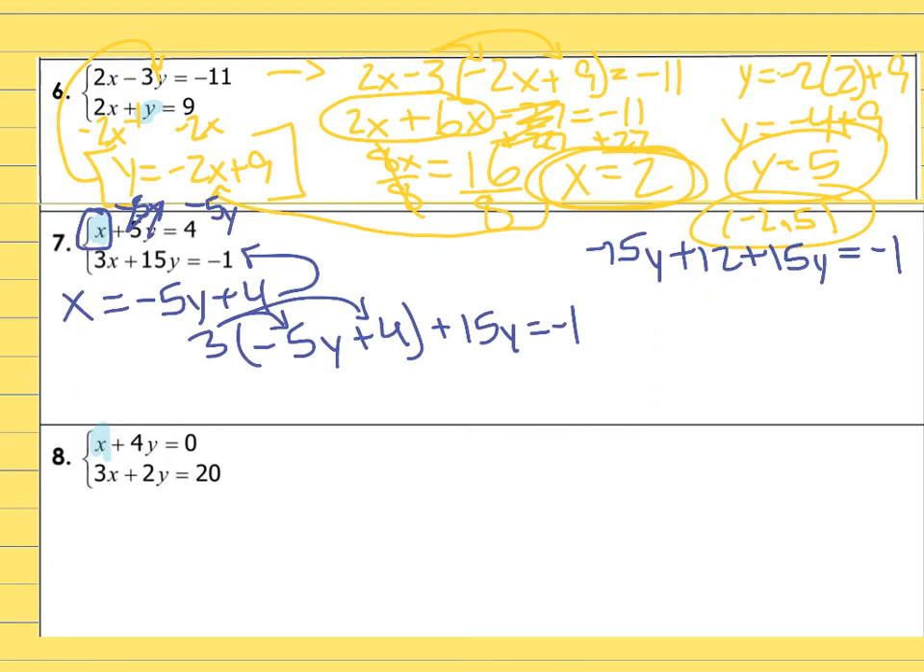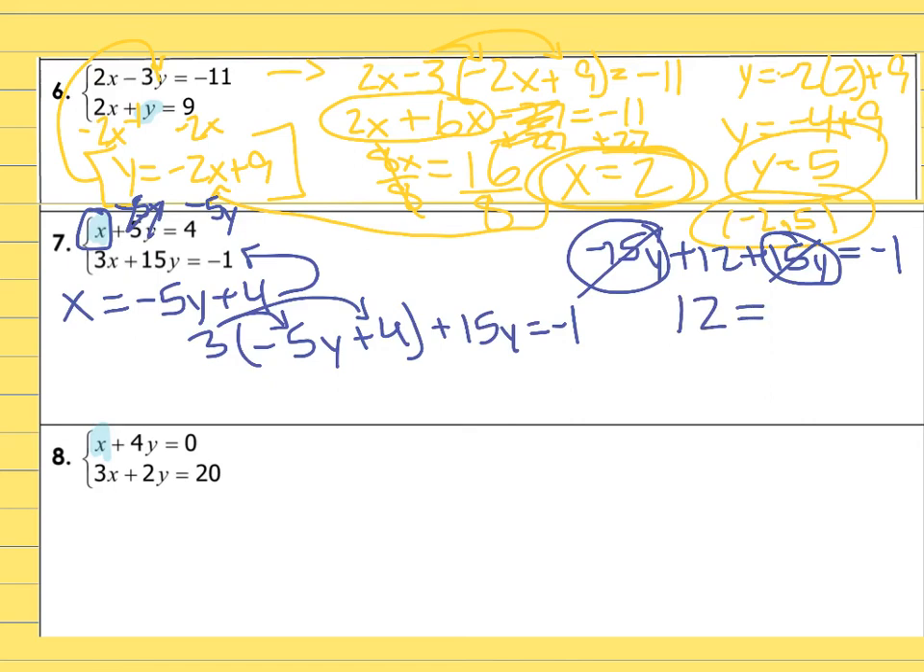And as I keep this up, I'm just checking over here to look at this. Ooh, okay. I like where this is going already. So, notice something right now. Notice that the positive 15y and the negative 15y are going to cancel out.